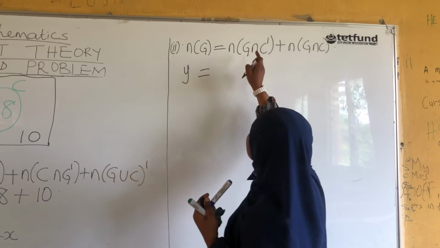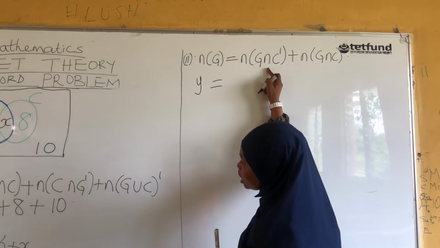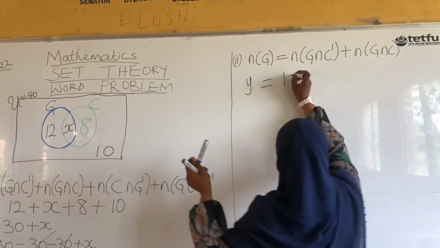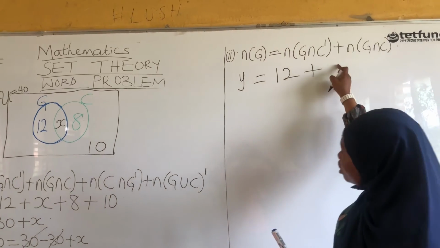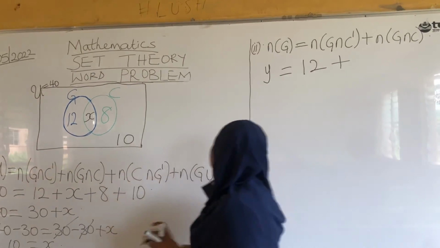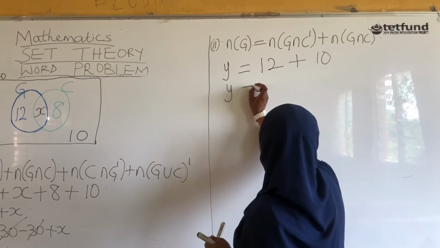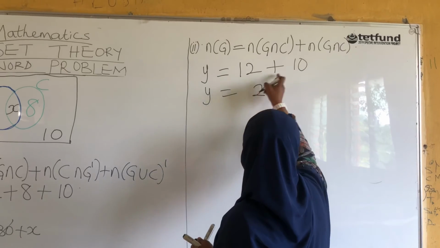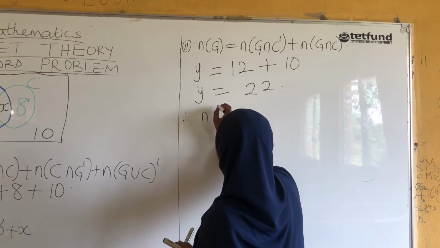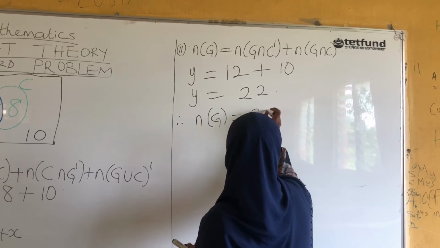If you don't know this one, we have represented it to be equal to Y. It will be equal to the coordinate of those that have been to Ghana only. Let's check. Those that have been to Ghana only were 12, plus those that have been to the two countries, which we got to be equal to 10. So you write that one also. So this Y will be equal to 12 plus 10, which is equal to 22. So therefore, those that have been to Ghana is equal to 22.